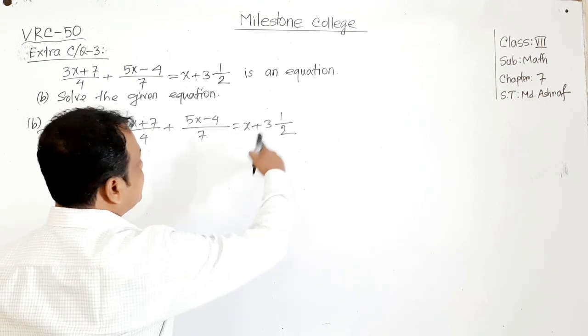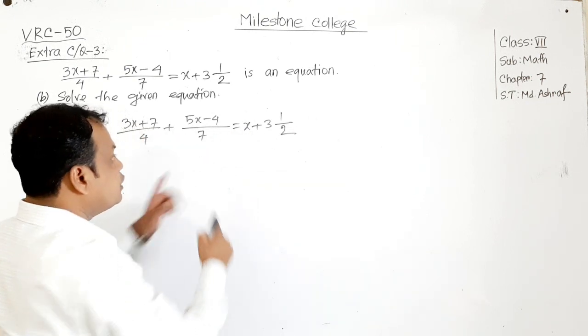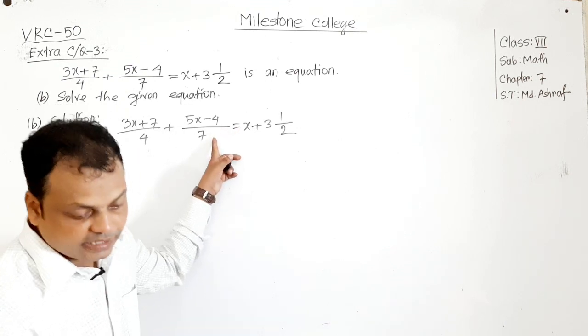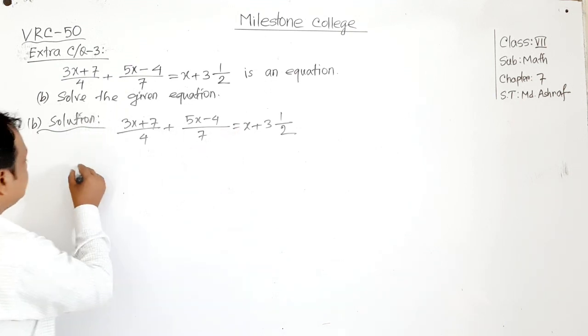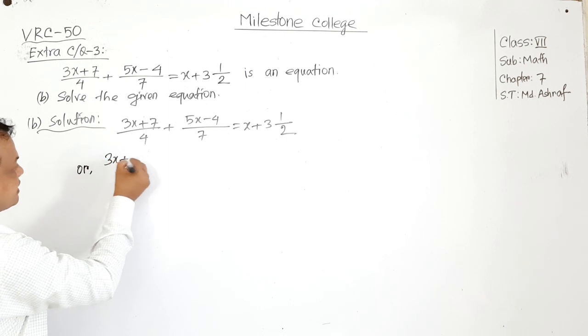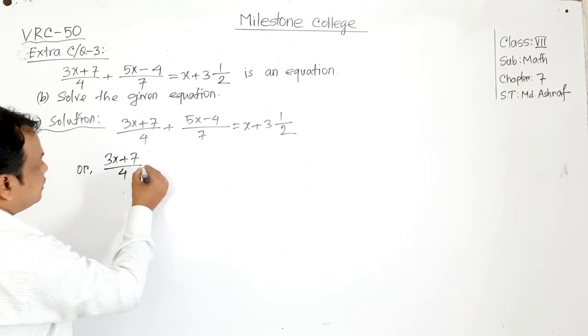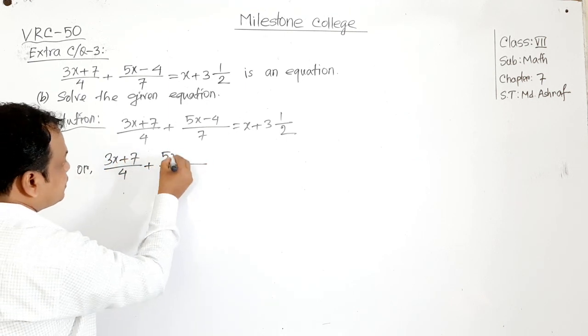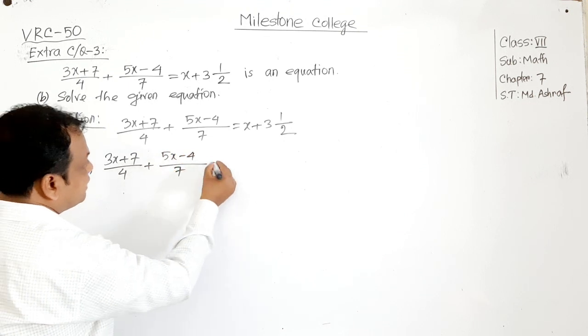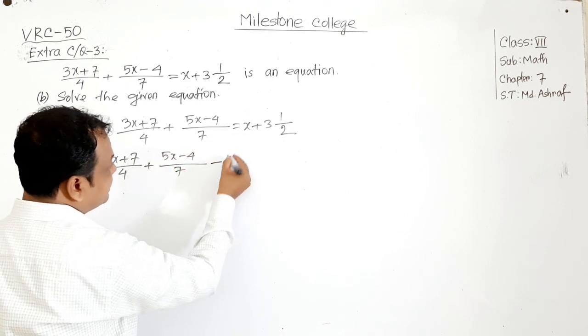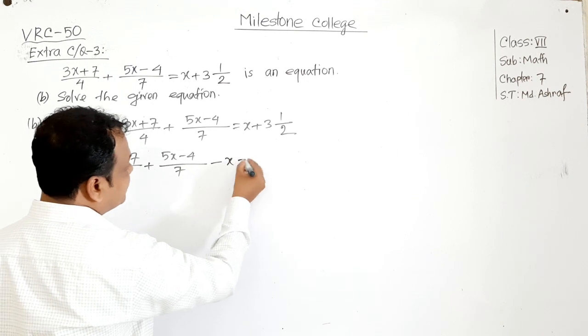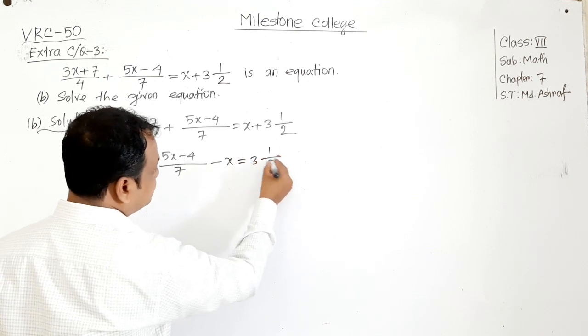x is on the right side, we will take it to the left side. So here it is plus, it will be minus. Okay, so how do we get it? 3x plus 7 divided by 4 plus 5x minus 4 divided by 7, this x will change its side, then it will be plus x, it will be minus x, 3 whole 1 by 2.